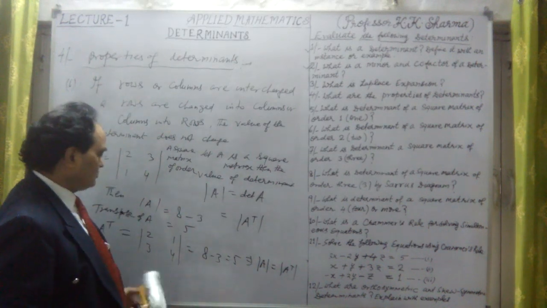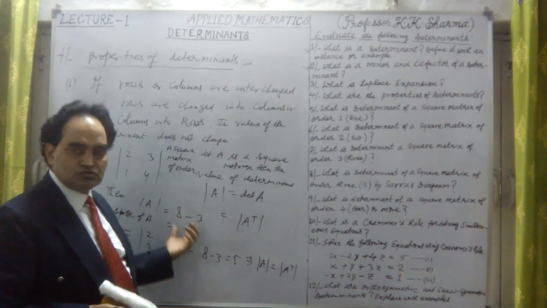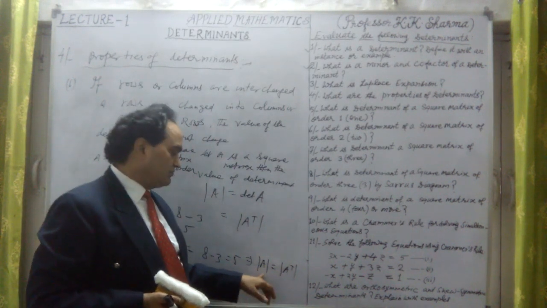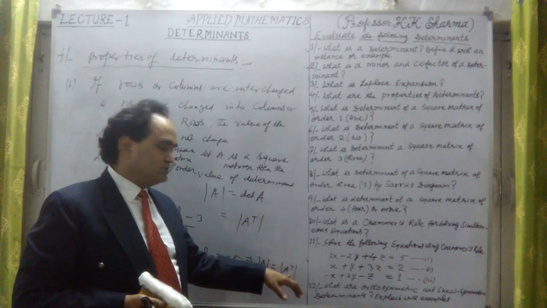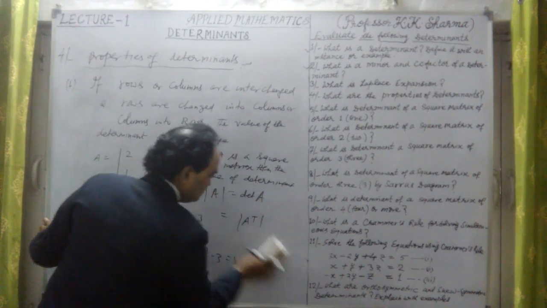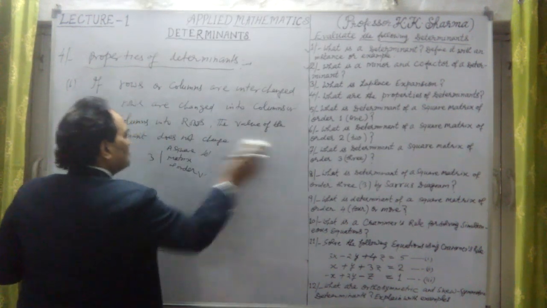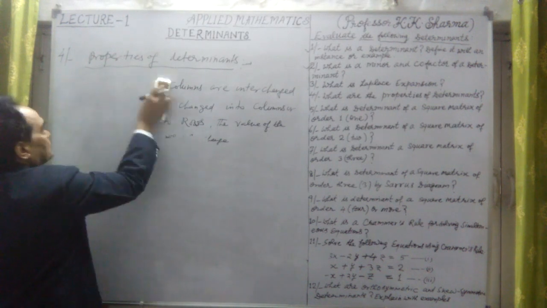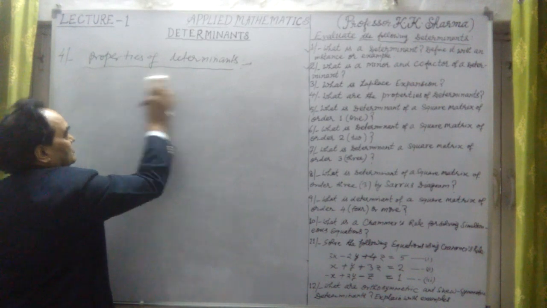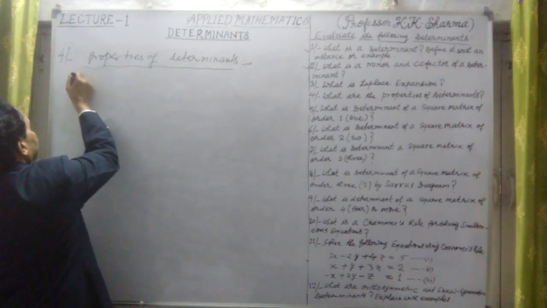So for property number 1, we have taken one illustration here. We have seen that after interchanging the rows into columns, the value of the determinant doesn't change. The determinant value of A is equal to the determinant value of the transpose of A. Same answer. This is property number 1. Now let me talk about one more property, the second property. What is property number 2? Let me write it down.